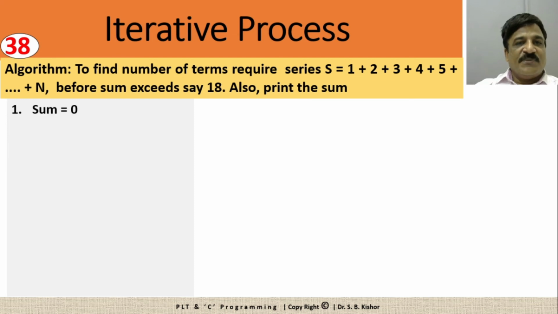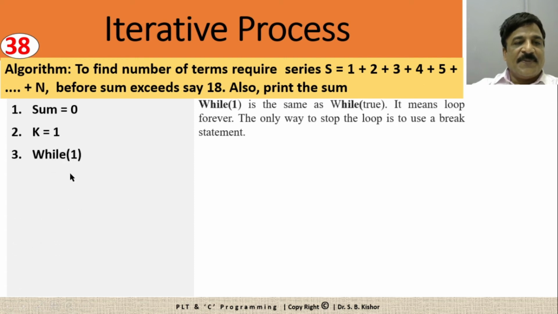So let's check. Assume the initial value of sum is 0, and assume the value of k is initially 1. It's a counting: 1, 2, 3, 4. We need to generate the numbers. So while 1, it means as long as the condition is true, so it is always true. But inside the loop, you should have a certain condition which is going to terminate this loop. When do you want to terminate this loop? When the sum value exceeds 18.